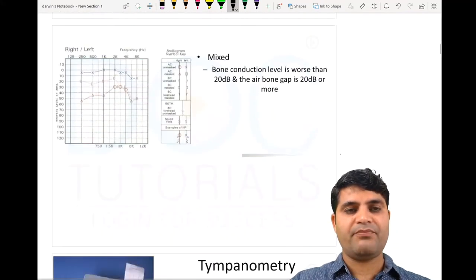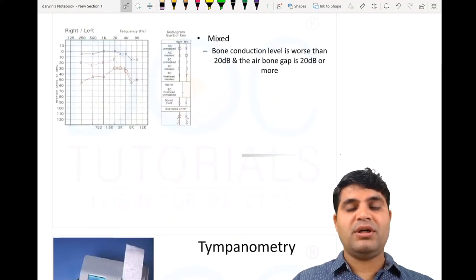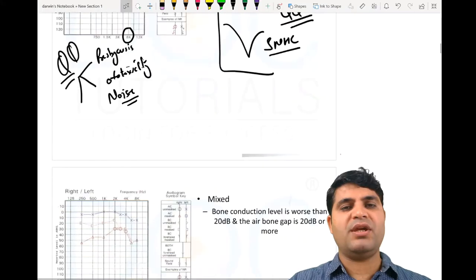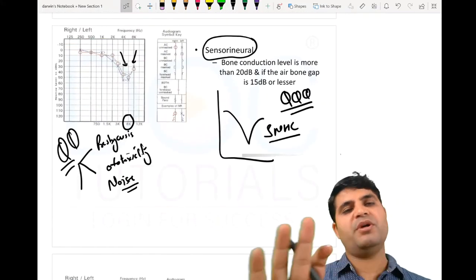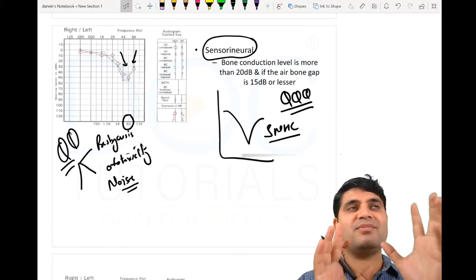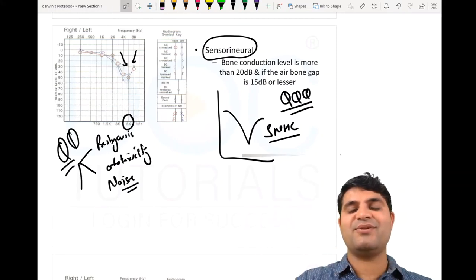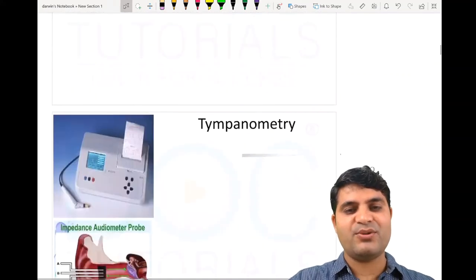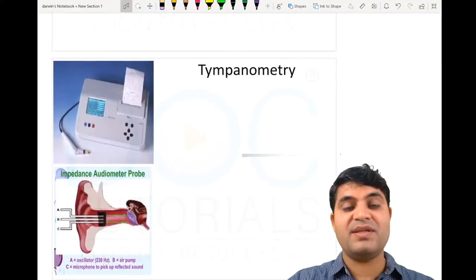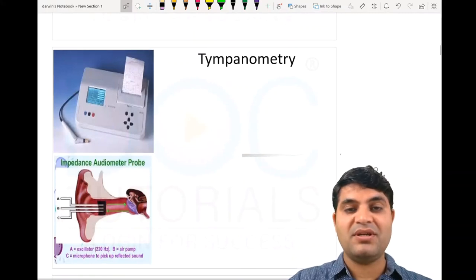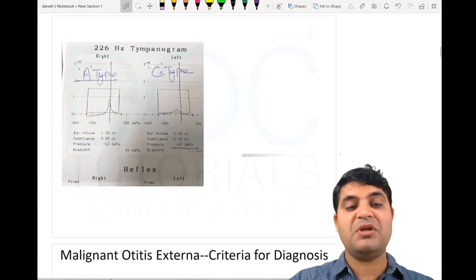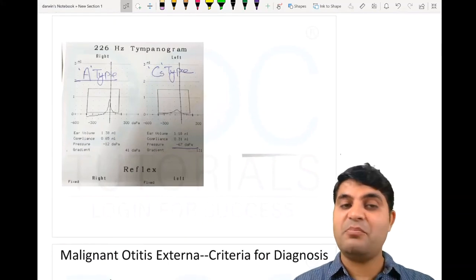Okay. So now I will not be telling you about mixed hearing loss. Remember, we will not be asking you about mixed hearing loss. We want our students to be able to differentiate conductive and sensorineural. At this point of time, I will not confuse you. So now coming to tympanometry. Yes, this is also important, and how we would be asking you questions from tympanometry: we will be giving you this tympanogram.